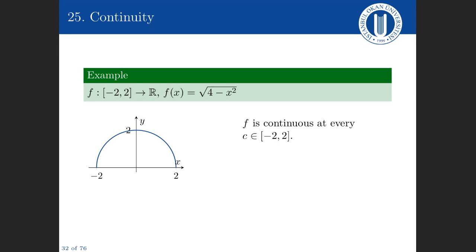Next example. F defined on the closed interval from -2 to 2 with the formula f of x is equal to the square root of 4 minus x squared. The graph of which looks like half a circle. This function is continuous for every point between -2 and 2.